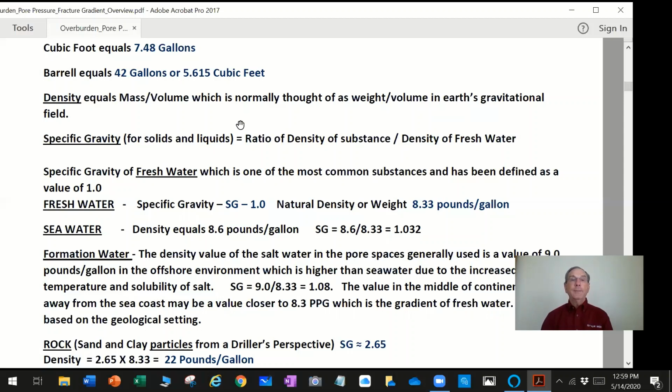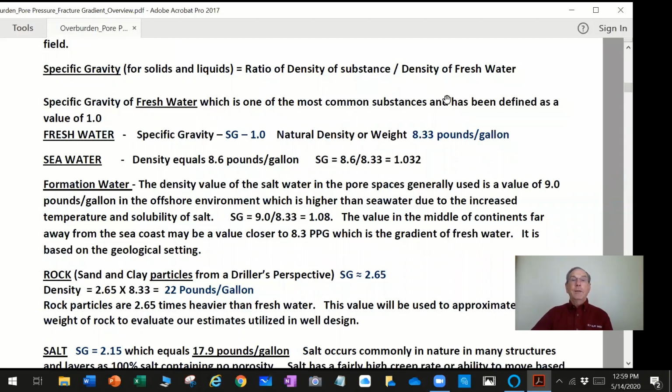So seawater, which there's a lot of obviously around all the continents, the density is about 8.6 pounds per gallon due to the salinity content of seawater. So its specific gravity would be the ratio of 8.6 for seawater divided by fresh water, 8.33, or would be 1.032.